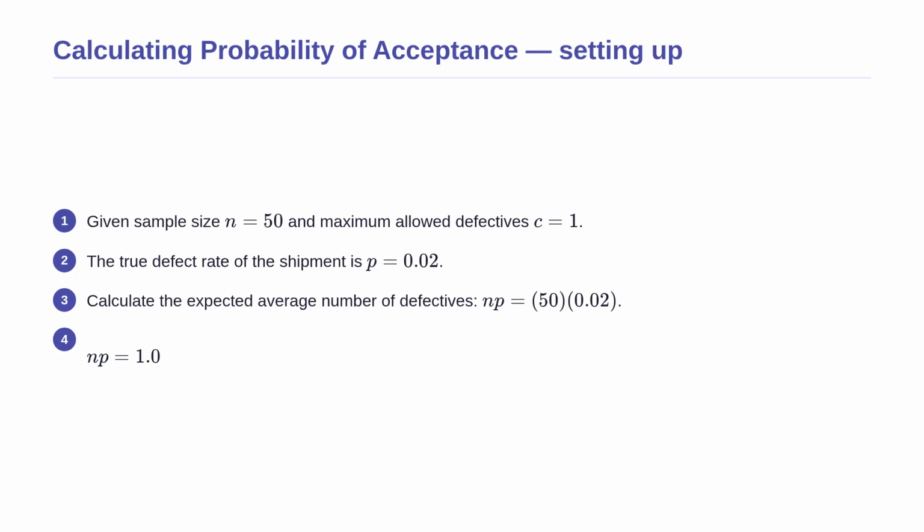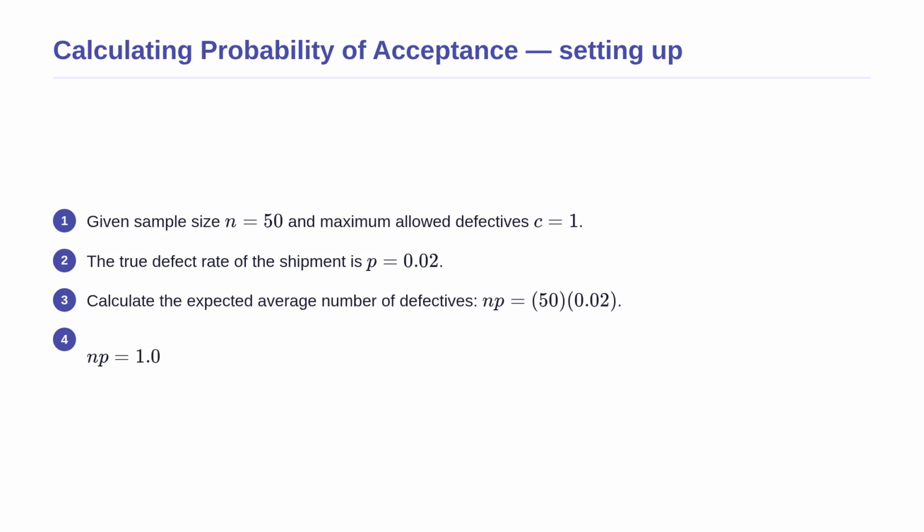Let us see this with a concrete example. A factory produces light bulbs. The inspector tests a sample of 50 bulbs, so N equals 50. The shipment is accepted if they find one or fewer defective bulbs, meaning C equals 1. If the true defect rate of the shipment is 2%, or P equals 0.02, what is the probability of acceptance?